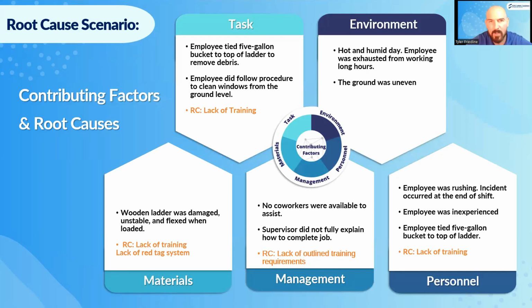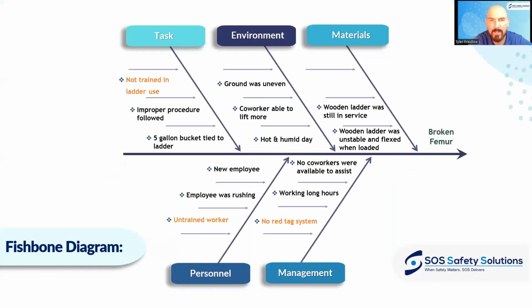So this kind of puts our contributing factors and root causes together. So the root causes are in orange. You can see we got the lack of training 3 times. We got the lack of a red tag system once, and we got the lack of outlined training requirements. So those are our root causes, and the things in black are the contributing factors, the unsafe acts and conditions, right? Again, the root causes are system related reasons.